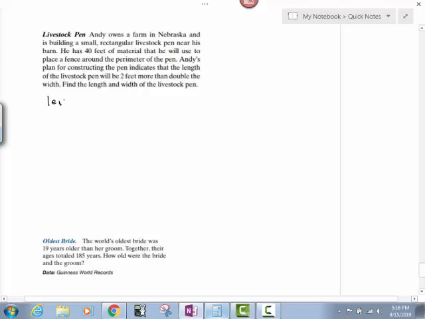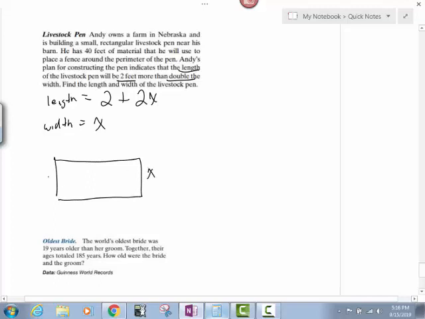Just like we did earlier, guys. We got the length. Okay. We have the width. So it tells me the length is going to be 2 feet more than double the width. Well, I don't know what the width is. I know what 2 feet more means. It means 2 plus. Now, double the width would be to double it by multiplying it by 2. Okay. Just like we did a little while ago. I'll write this out. There's my x, and here's my x. There's my width. Our length is 2 plus 2x.